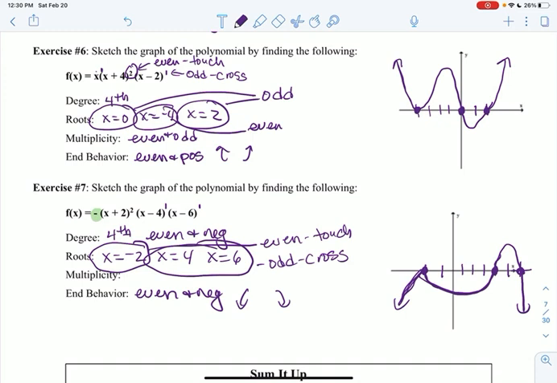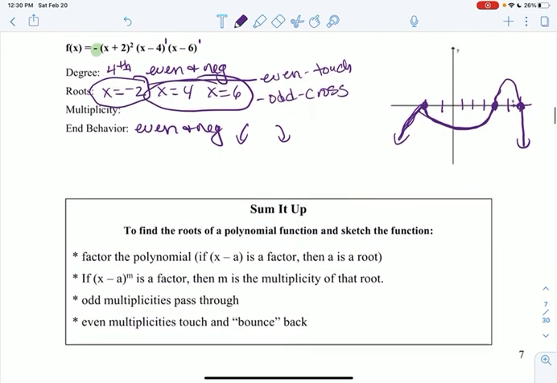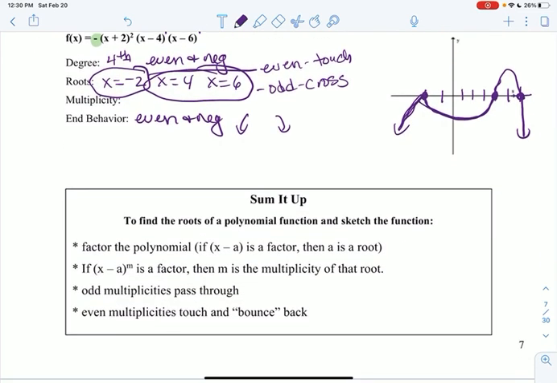All right, so there's a lot to think about with all this. Here's a little sum it up. To find the roots of a polynomial function and sketch the function, we want to factor the polynomial. If x minus a is a factor, then a is a root. If x minus a to the m is a factor, then m is the multiplicity of that root. If it's an odd multiplicity, it passes through. If it's an even multiplicity, then it touches and bounces back. And then, of course, we have to think about our end behavior. So we'll practice all of that tomorrow.